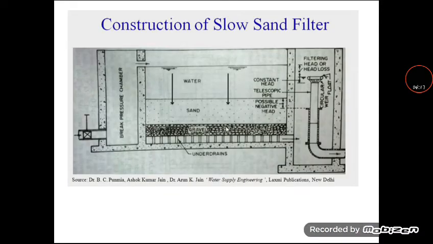This is the schematic diagram of the slow sand filter. Normally the use of this filter is very effective in removing the bacteria, and also all the suspended particles which are present in the water. It reduces the turbidity of the water to 1 NTU as told earlier.